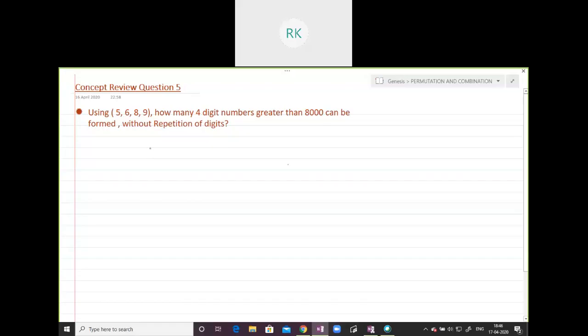Very, very simple. Four-digit number I need. One, two, three, four. Greater than 8,000. It means that at the first position, what should be? Either 8 or 9. Right? How many ways? Two ways. Very, very simple. I hope you understood. Two ways.